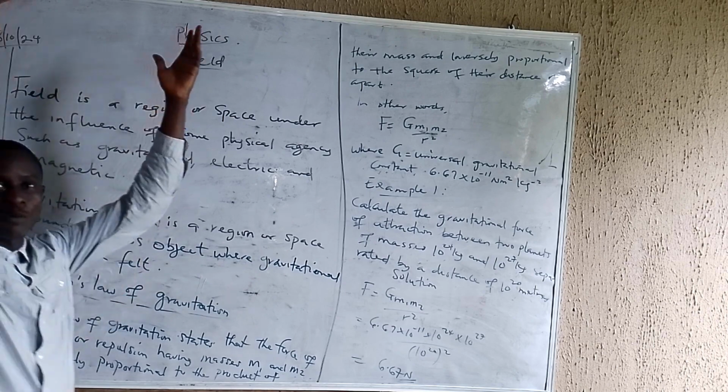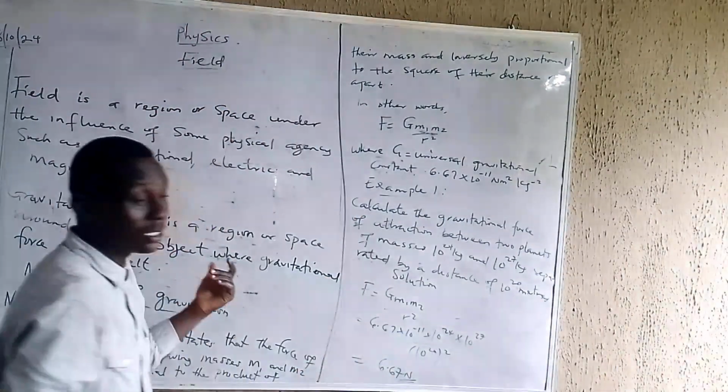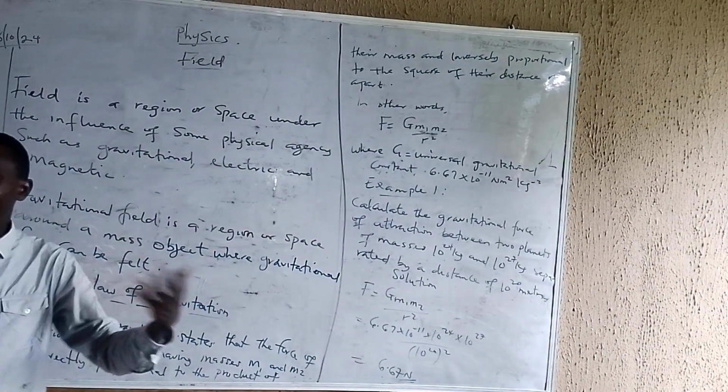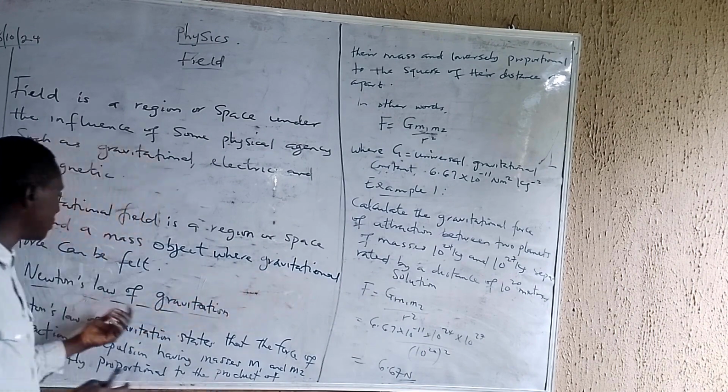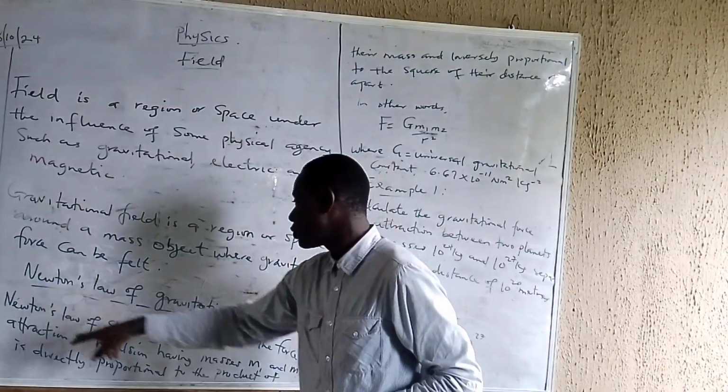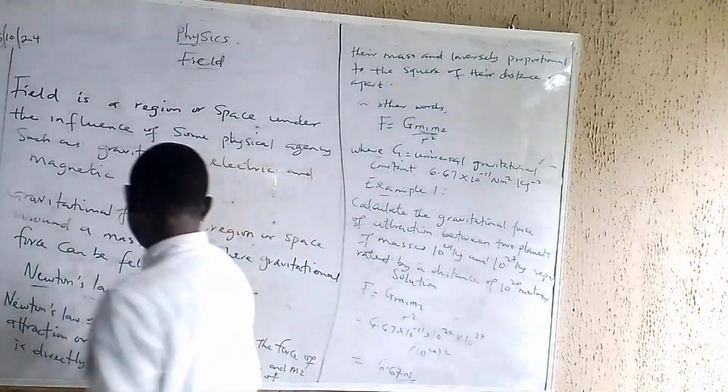Because anything that goes up surely will come down, which is called gravitational. So gravitational field is a region or space around a mass object where gravitational force can be felt. Now we have a law under this, and it's very important. And this law is called Newton's law of gravitation.